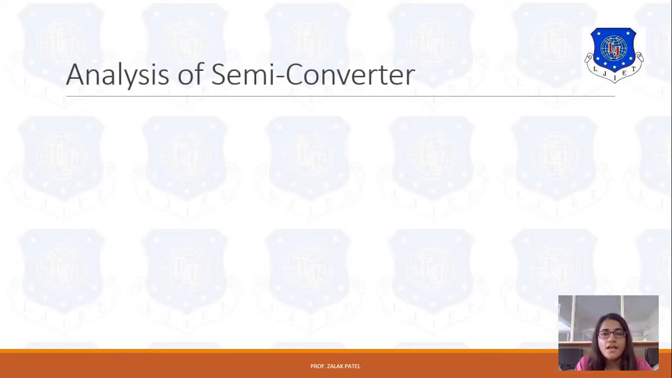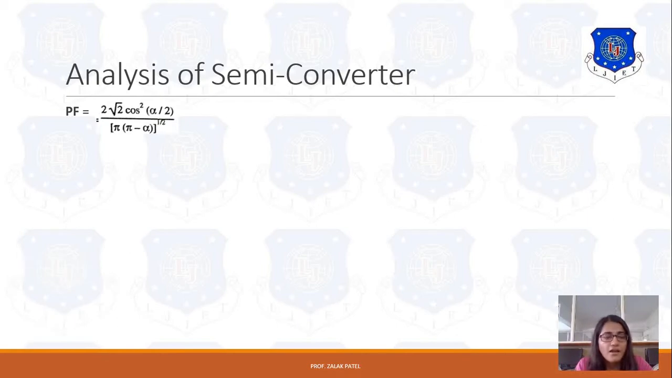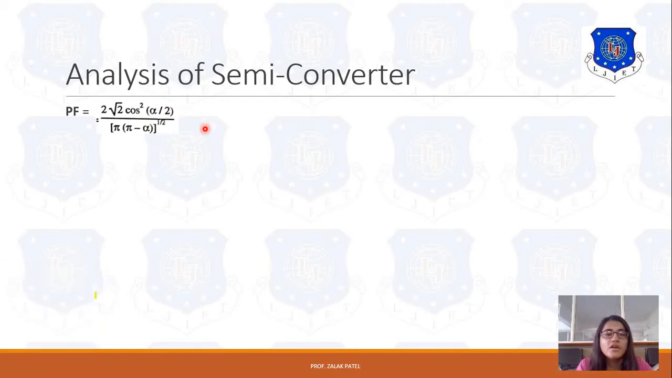First of all, as we discussed in the last lecture about the analysis of semiconductor, it has different values like the DC voltage and RMS load voltage. Then we also discussed different parameters like FSF, CDF, and PF, meaning power factor. In the last lecture we derived the equation of power factor, given by 2 root 2 cos square alpha by 2 upon pi minus alpha, raised to 1 by 2. Here alpha is the firing angle.